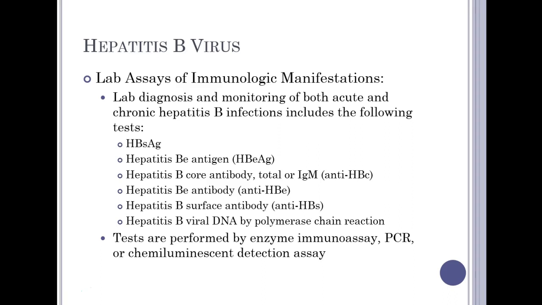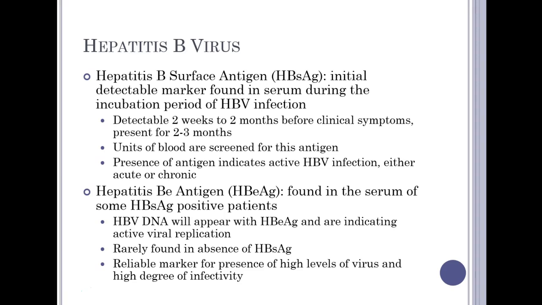Then we have a core antibody. Okay, so we got that core piece that we talked about. Once you start making antibody to that core, that's obviously going to help you fight it off. We have a hepatitis B E antibody. We have a surface antibody. And we can also determine if they have hepatitis B by PCR testing. So we're going to look at each one of these individually because you do have to know the difference and why certain ones would be elevated in the patient's bloodstream.